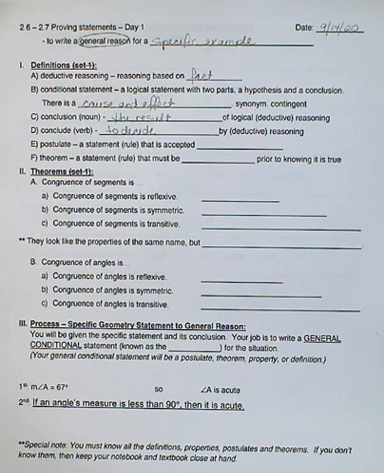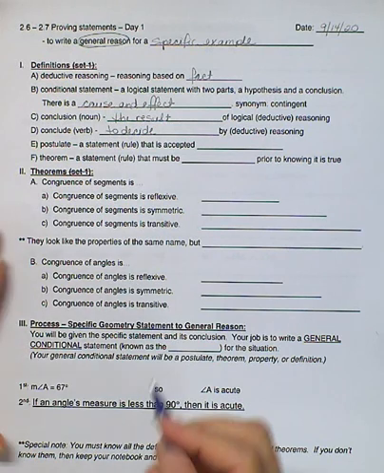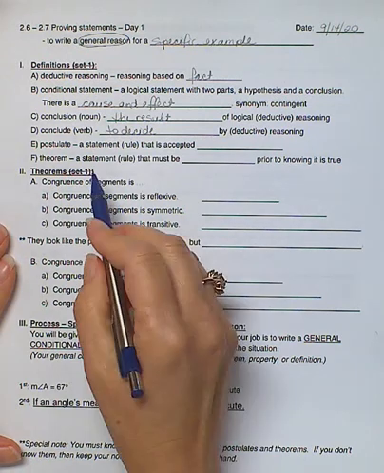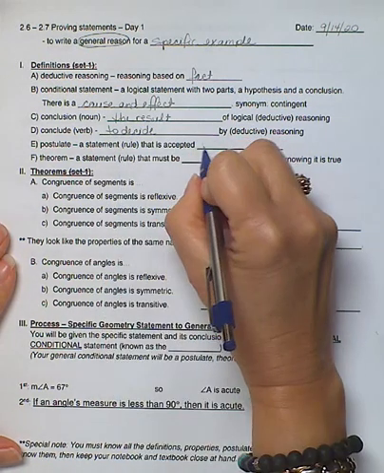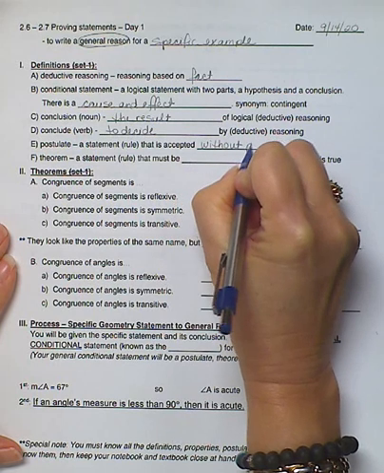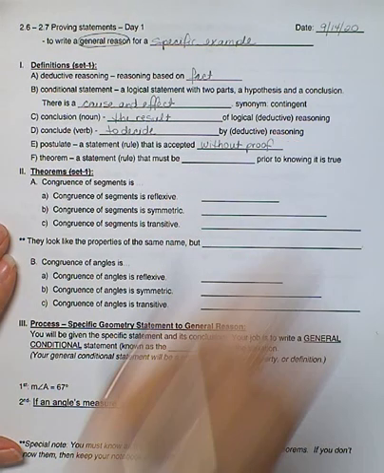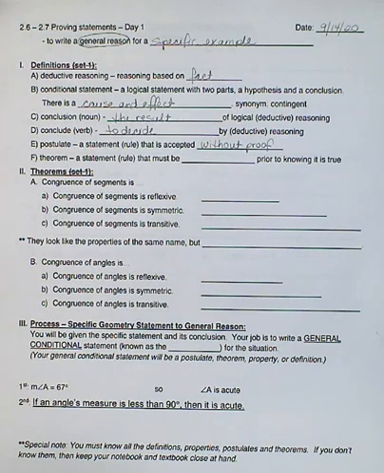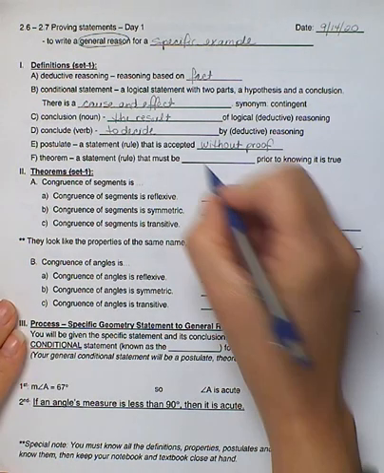Okay, so a postulate, we already know this one. It's a statement or rule that is accepted without proof. Remember, the mathematicians got together and said, yep, it works that way. Nobody has to prove it. We all agree. Whereas a theorem is a statement or rule that must be proven prior to knowing it is true.